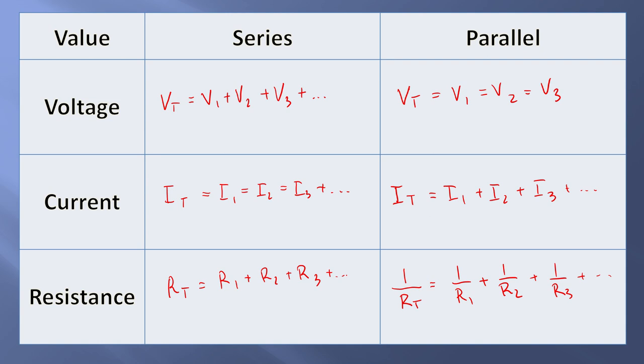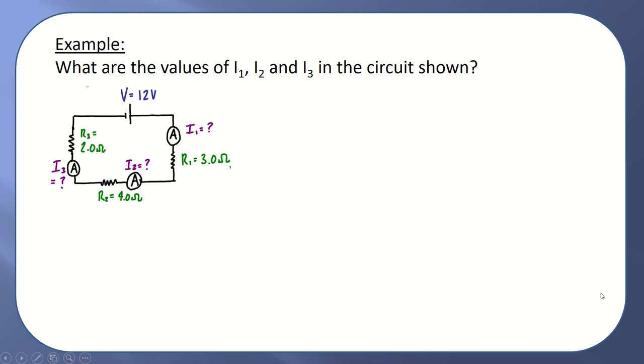So let's take a look at some examples here. So here's the first example. It says, what are the values for I1, I2, and I3 in the circuit shown? Now in this case, we have a circuit that's in series.